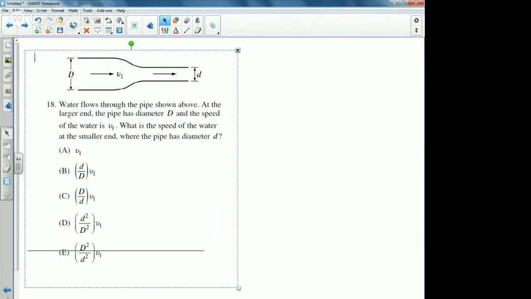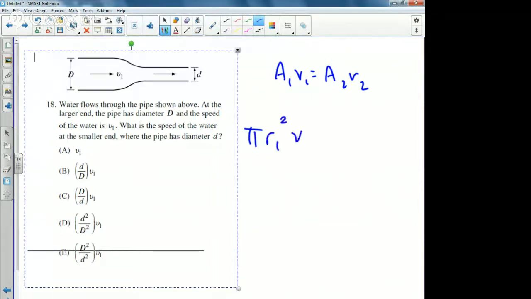So in this case, the formula really is A1V1 equals A2V2. It's about flow rate. And they're asking us, what's the speed of the water at the other end, V2? Okay. Now, that means we simply need to turn the areas into the proper form because this is a circular pipe. It's really pi R1 squared V1 equals pi R2 squared V2. Pi is crossed out.